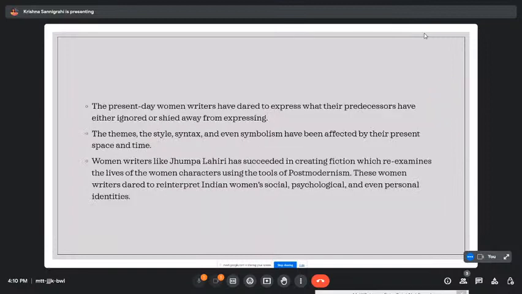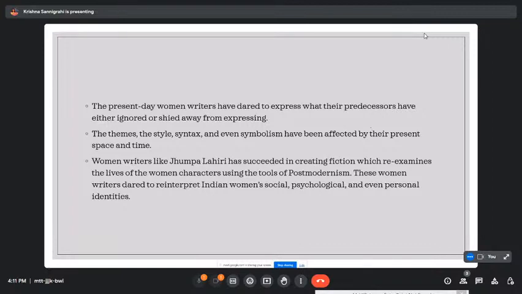The present day women writers have dared to express what their predecessors have either ignored or shied away from expressing. So the present day women writers have done what? Have dared to express what? The women who came before them, their predecessors, have either ignored or shied away from expressing. The writers who came before them have not taken up certain important subjects and were really shy to express them. However, these women writers made a distinct effort by expressing what the predecessors had kind of thought of.